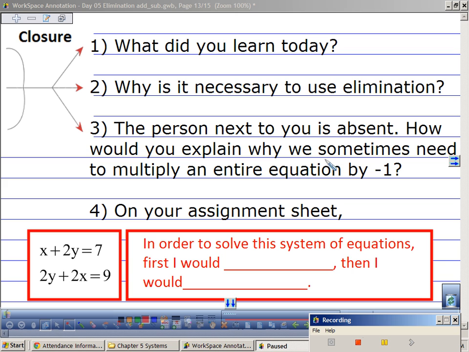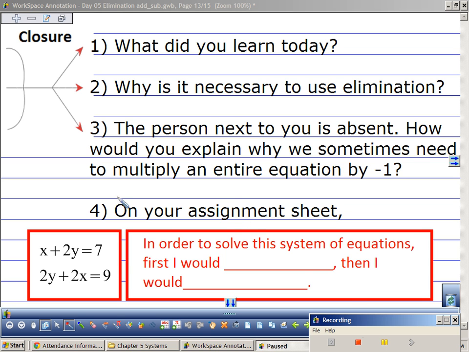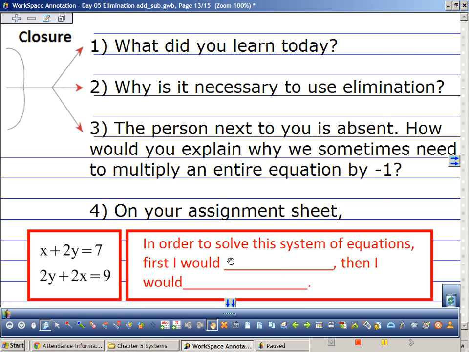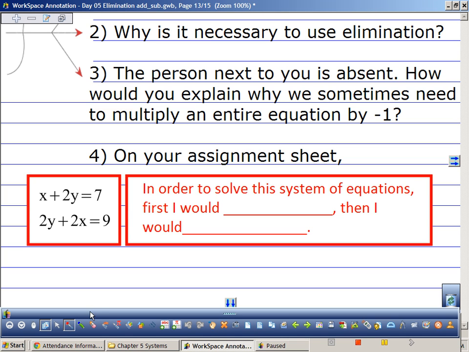How would you explain why we sometimes need to multiply an entire equation by -1? Because we need inverses. On your assignment sheet, here's your system. In order to solve the system of equations, first I would blank, then I would blank. What would you do first? Multiply by -1. Change one of them, the entire one, to negative, or the inverse, right? And then what? I would eliminate next, right? Find inverses, then eliminate. Good job, guys.